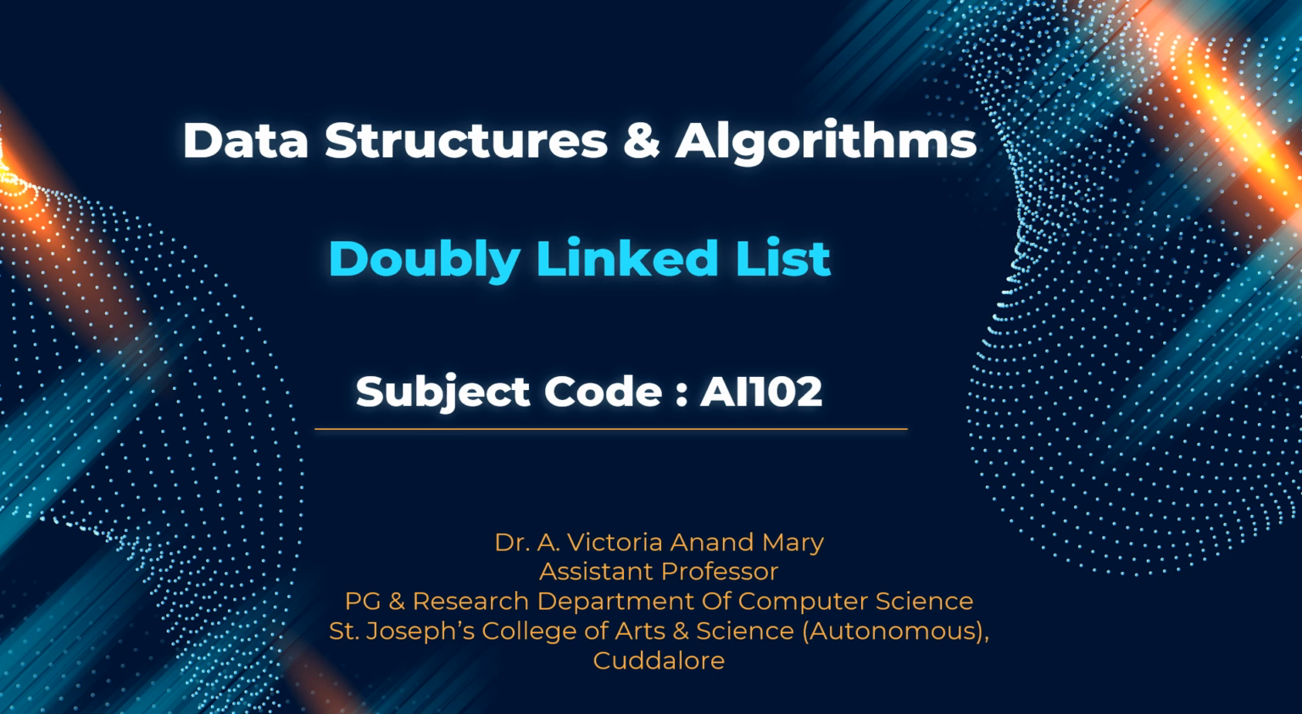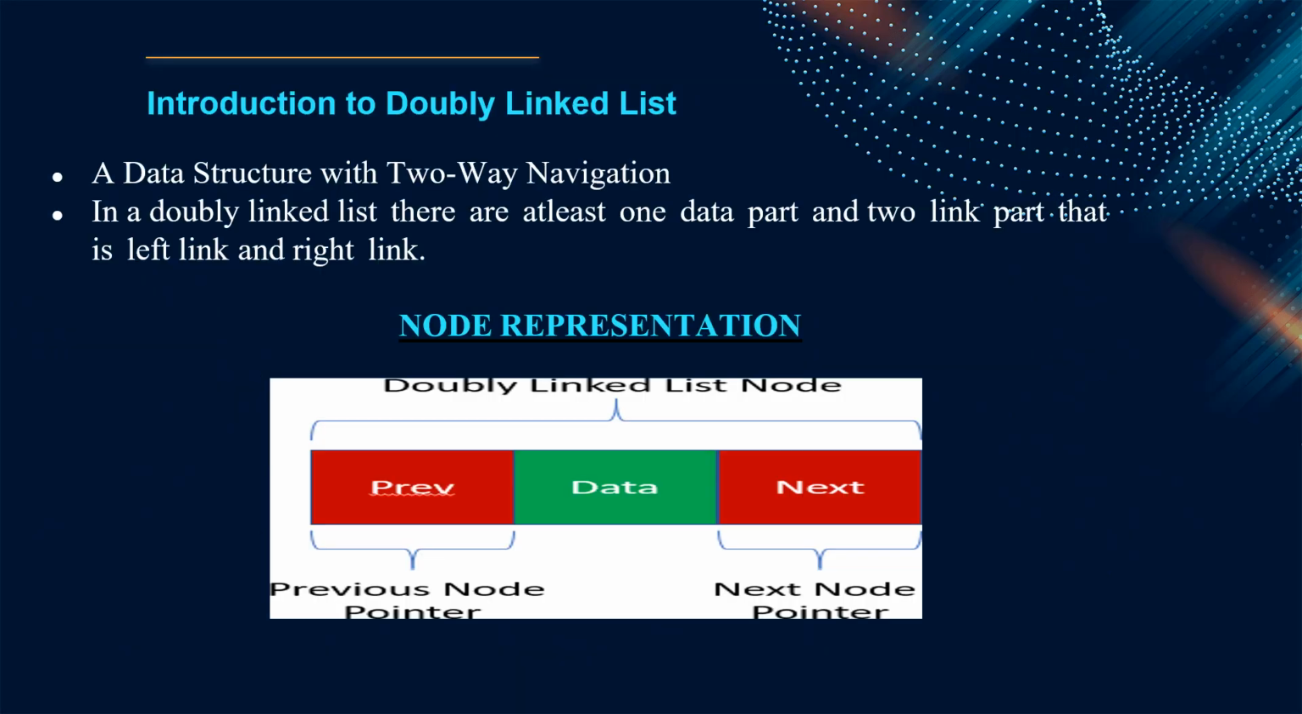In this presentation, we will learn about doubly linked list in the data structures and algorithm paper, and the subject code is AI102. Let's have an introduction to doubly linked list.